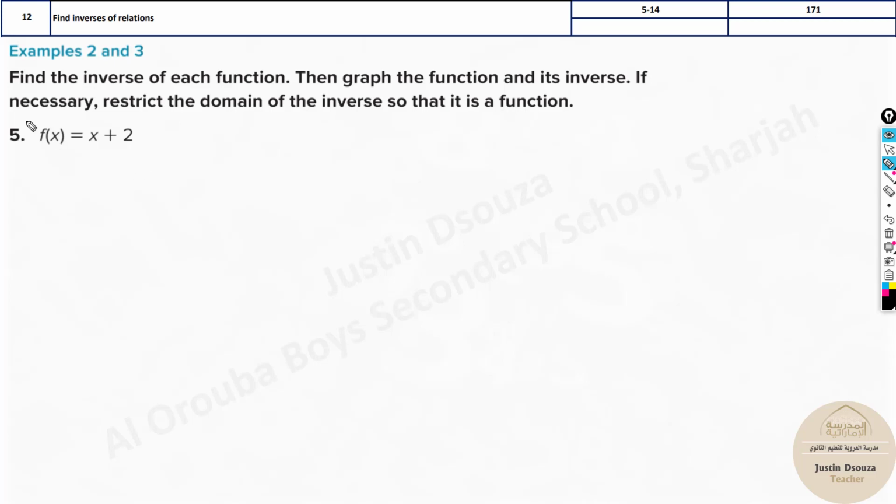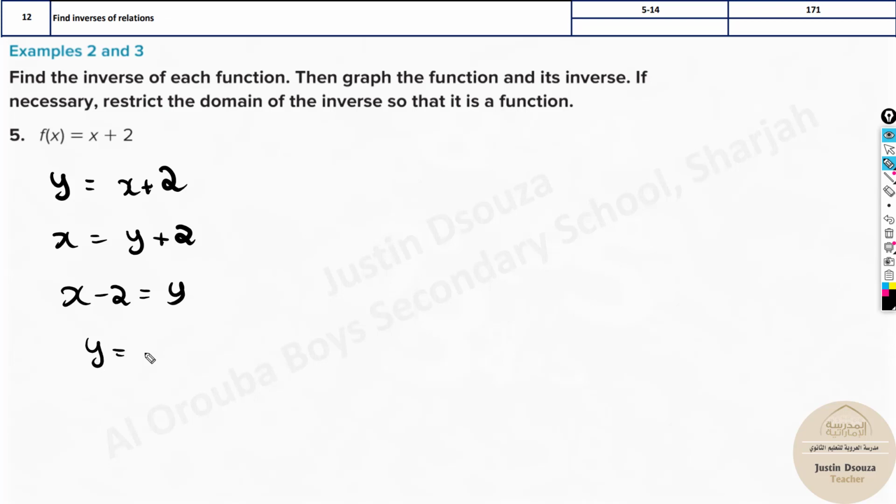Now the rule for finding the inverse relation is very simple. As long as you have f of x, just make it y equals x plus 2. This is step 1. Next step is swap these x and y. Instead of y, you should write x, and instead of x, you should write y plus 2. Now, this y is not f of x, it is the inverse because you swapped it. Now, solve for y. Take this plus 2 to the other side. It will be x minus 2 equals y. Now, here, y is equal to x minus 2, right? But this y is f inverse.